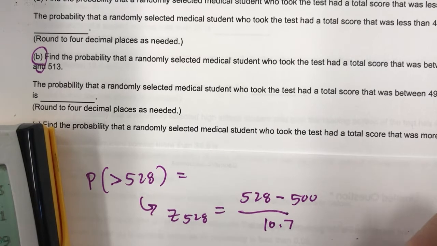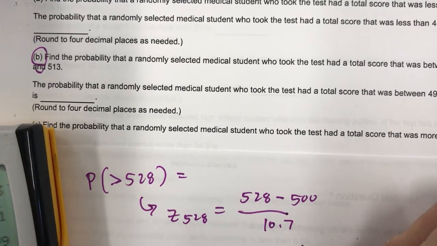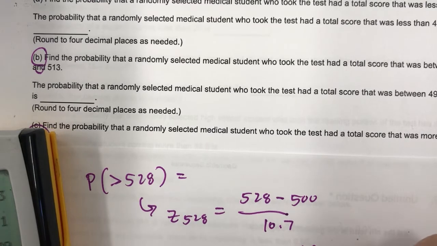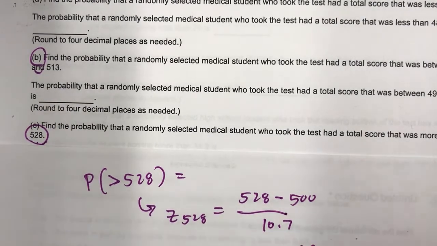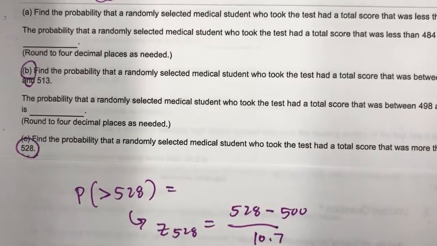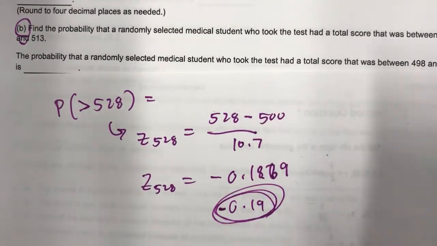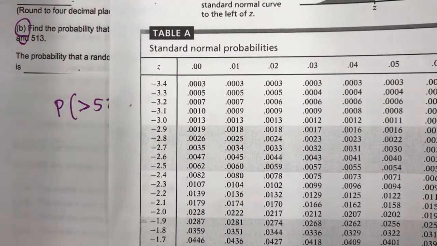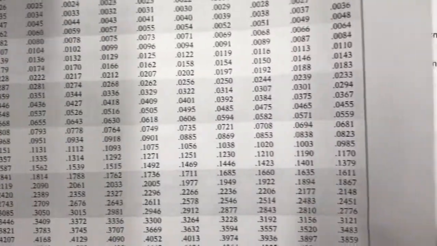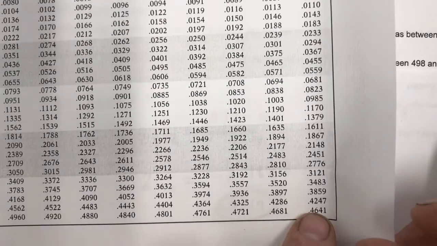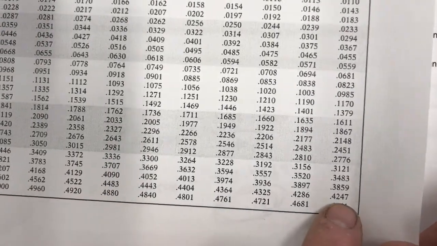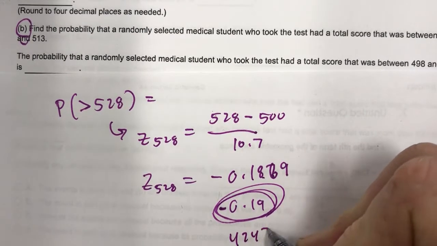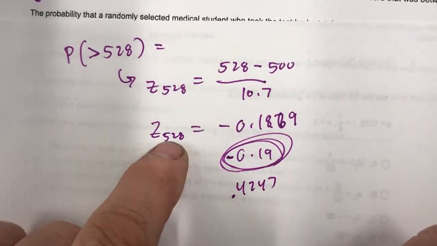Negative 0.1869, which the 6 makes the 8 go up to 9, so 0.19. This is what I'm going to look up. Negative 0.19. I find 0.4247 right here. Okay, so that's the probability of 528.